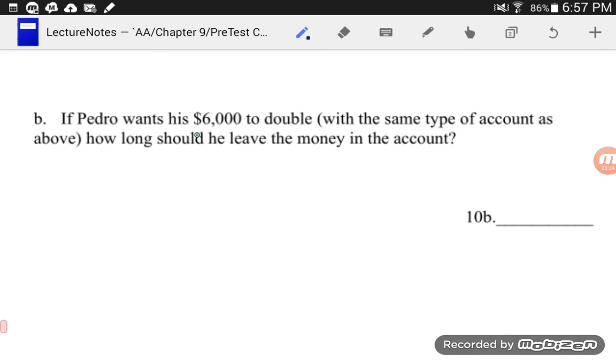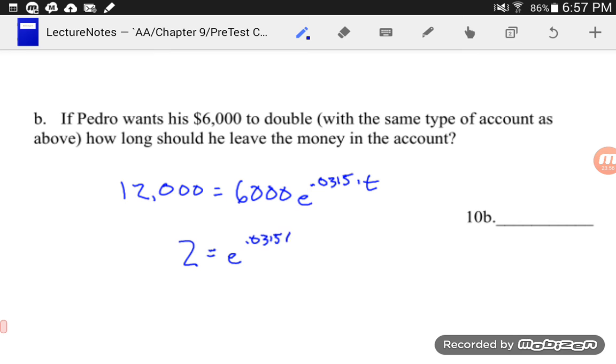Alright, if Pedro wants his $6,000 to double in the same amount, in other words, he wants it to become $12,000, he starts with $6,000, using that same formula, e to the same rate, 0.0315 times t. I need to figure out what t is. How long should he leave it alone? Well, let's divide both sides by 6,000. So I get 2 equals e to the 0.0315t. And then I'll take the natural log of both sides. Natural log of e to the 0.0315t. Power property says I can take that down in front.